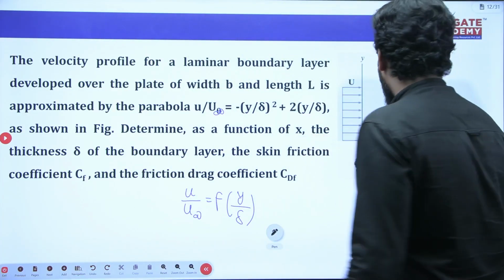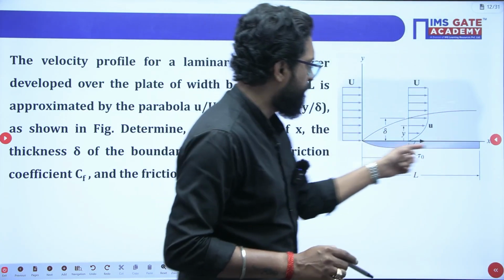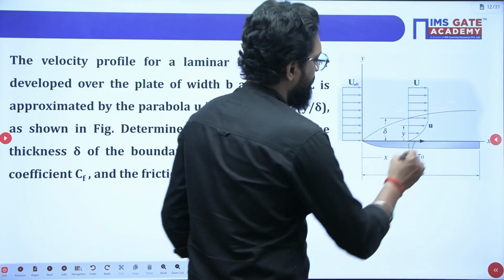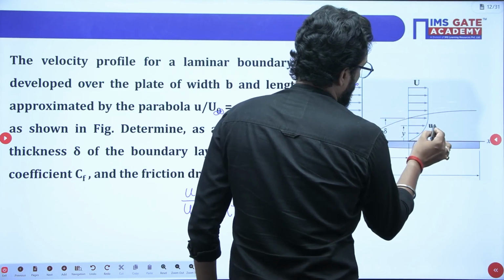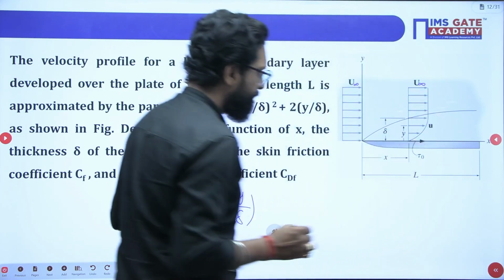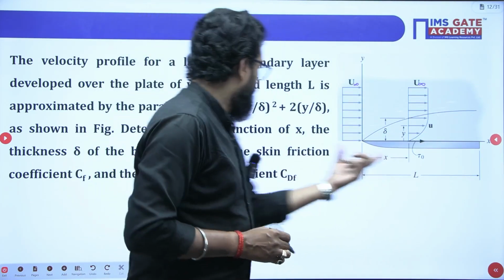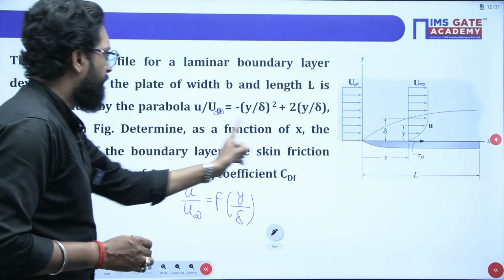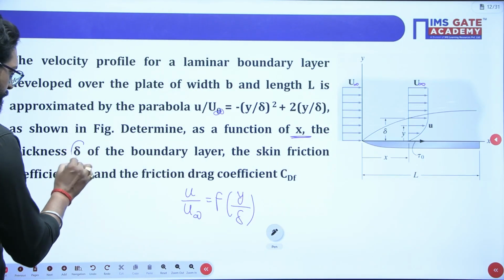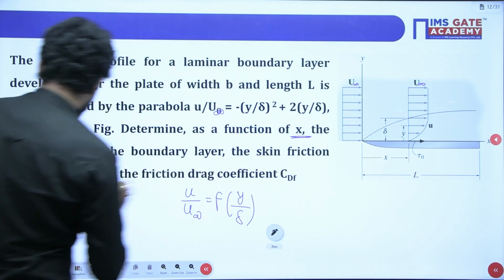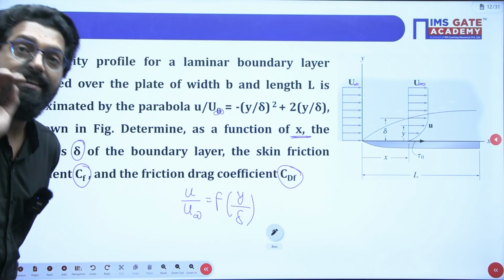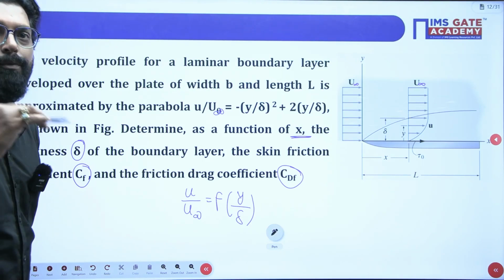Now, you know this thing, the flow over a flat plate. This is the free stream velocity u infinite, and there is some velocity within the boundary layer. So the ratio of the velocity within the boundary layer and above the boundary layer, the velocity relation, is given. Now we have to determine, as a function of x, the boundary layer thickness, skin friction coefficient CF, and drag coefficient CD. These are the very basic parameters you have to find when you study the flow over a flat plate.